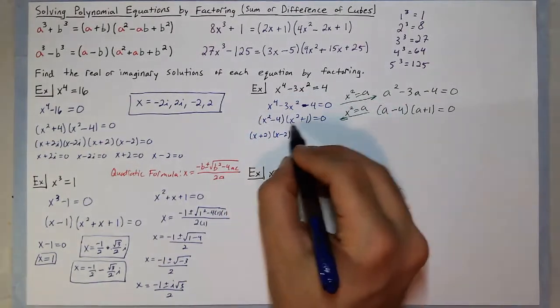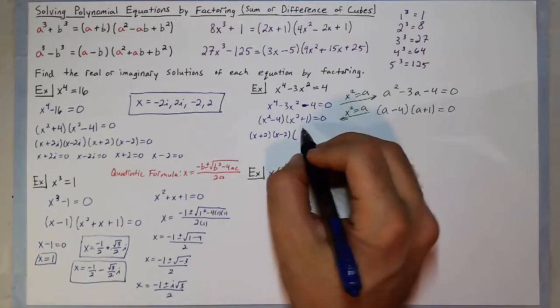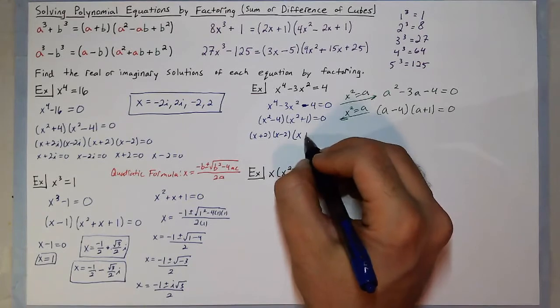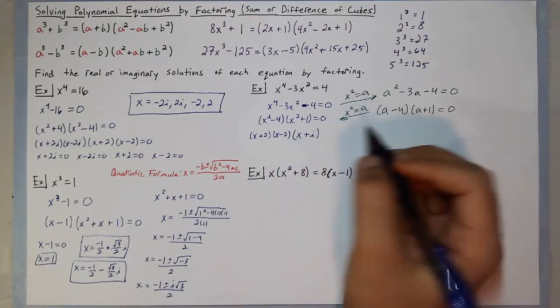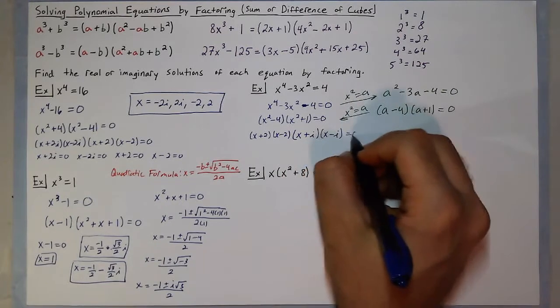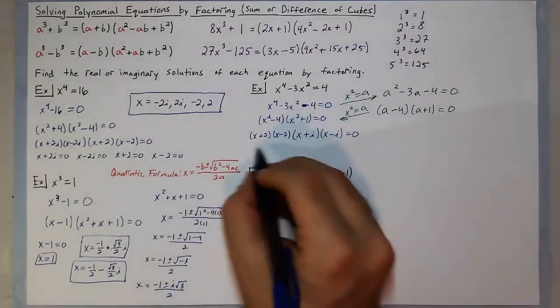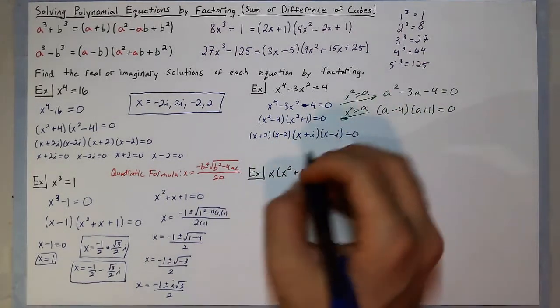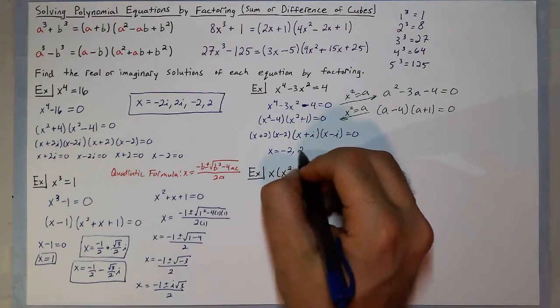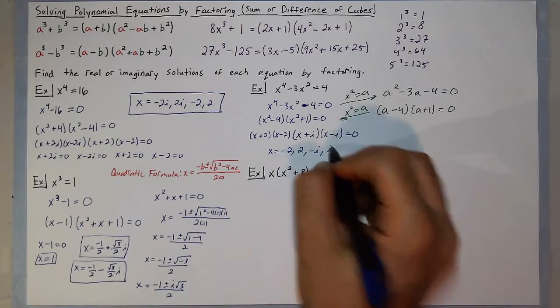And then sum of squares, which I use complex conjugates for. The square root of x squared is x, the square root of 1 is 1, but I'm going to use an i on the constant so I can solve it. So I get x plus i and x minus i. Now, setting all of those factors equal to 0, I'll get the solutions. x is equal to negative 2, 2, negative i, and i.